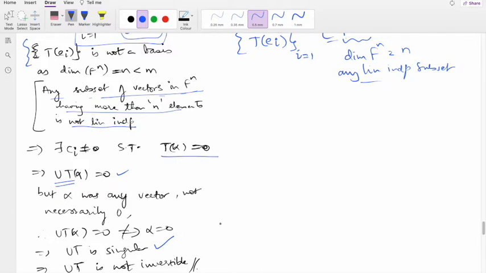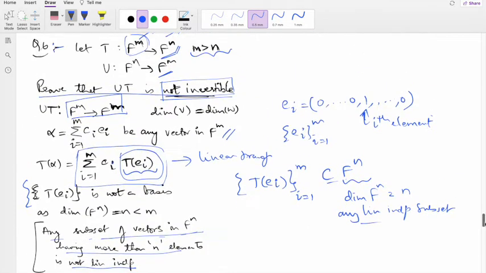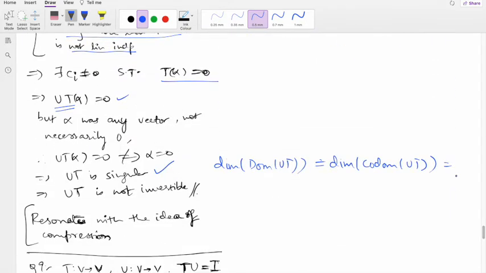And then by applying the previous theorem, since the dimension of the domain of UT is equal to the dimension of the codomain of UT, which in our case is m, we can say that UT is not invertible, right? So one idea where this resonates is the idea of compression.